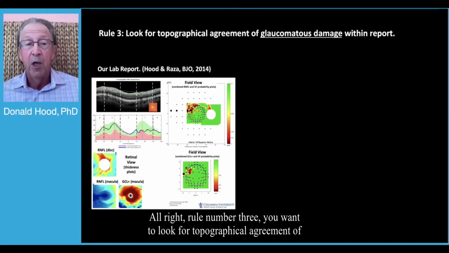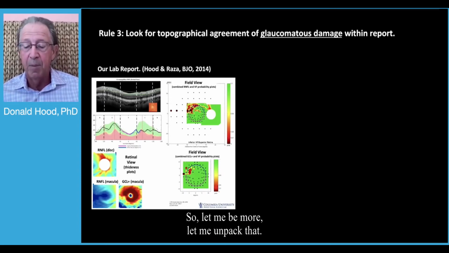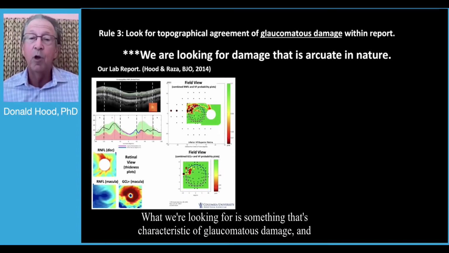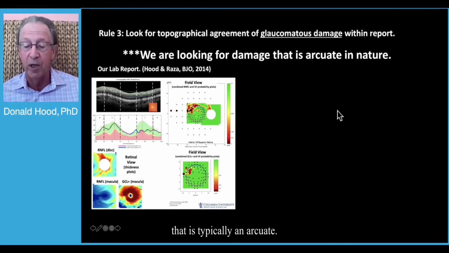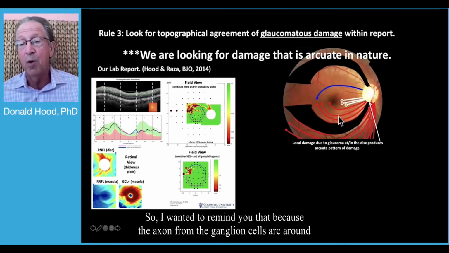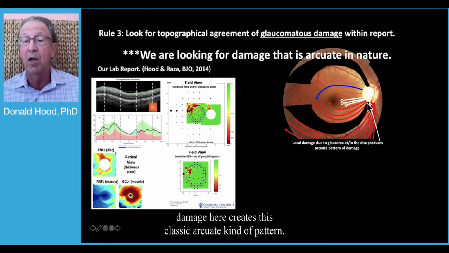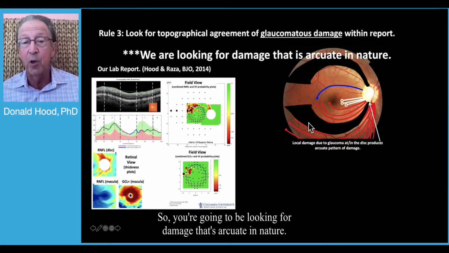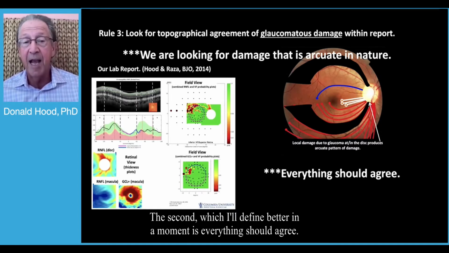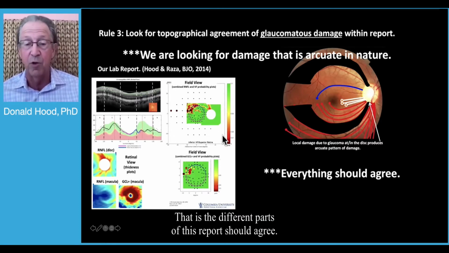All right, rule number 3: you want to look for topographical agreement of glaucomatous damage within a report. So let me unpack that. What we're looking for is something that's characteristic of glaucomatous damage, and that is typically an arcuate. Because the axons from the ganglion cells arc around the fovea when they enter the disc, and because glaucoma acts at and in the disc, damage here creates this classic arcuate pattern. So you're going to be looking for damage that's arcuate in nature. The second, which I'll define better in a moment, is that everything should agree. That is, the different parts of this report should agree.